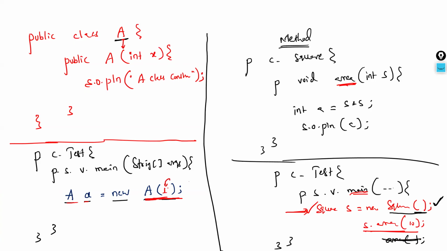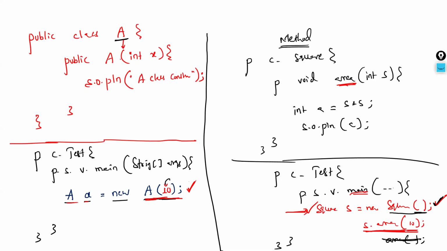Then the correction is 10 or any dummy integer. We can write it there. Then it is a proper object creation. Then if we execute, do we get this output? Yes or no? No. If we only create the object, do we get output? No. What we have to do? We have to call the method. Then only the method will be executed.